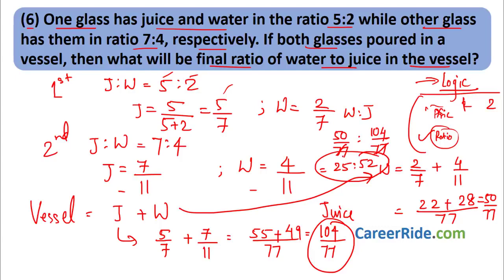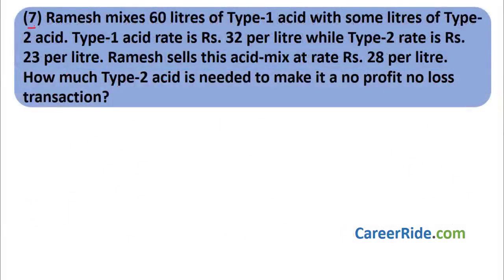Moving to next question. Question number 7. Ramesh mixes 60 liters of type 1 acid with some liters of type 2 acid. Type 1 acid rate is rupees 32 per liter, type 2 acid rate is rupees 23 per liter. Ramesh sells this acid mix at rate of rupees 28 per liter. How much type 2 acid is needed to make it a no profit, no loss transaction?